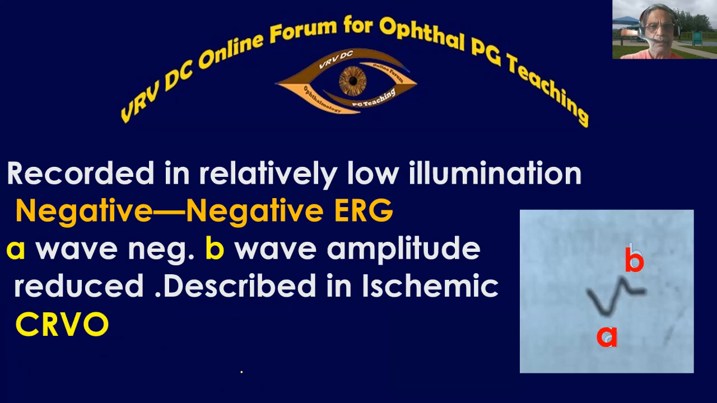Sometimes, you know, this may not be asked. If I record it in relatively low illumination, it's called negative negative ERG. A wave is negative, B wave amplitude is also reduced. This negative negative ERG means the ERG is recorded in low illumination. That means the B wave amplitude is coming down. I already told you the ratio, ischemic CRV.